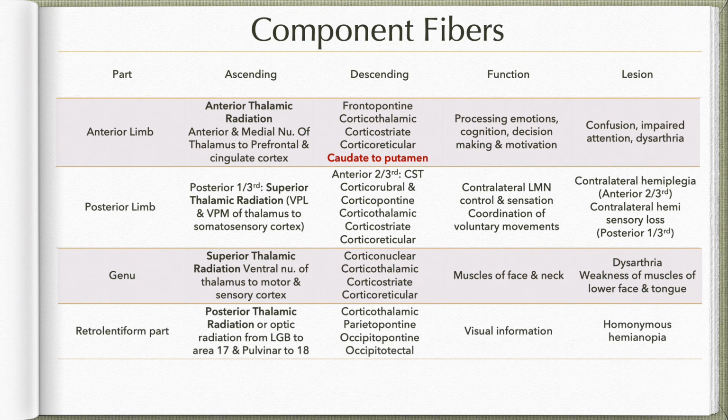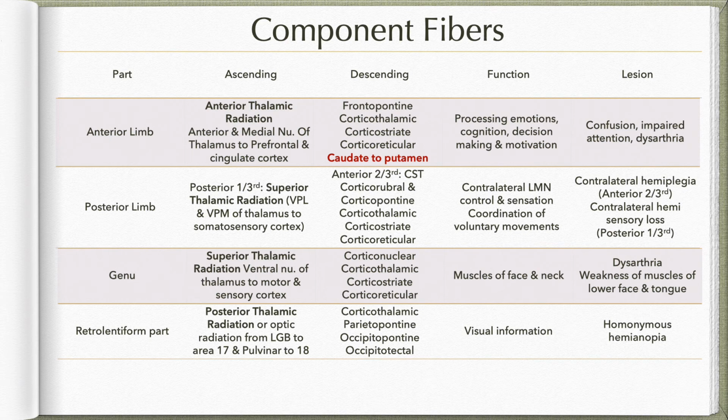Now coming to the retrolentiform part, it contains the posterior thalamic radiation fibers, otherwise known as optic radiation fibers. These are the fibers which are connecting the lateral geniculate body to the primary visual cortex or area 17. It also contains those fibers which start from pulvinar of the thalamus and reach area 18, which are involved in blind sight. Descending fibers include corticothalamic fibers as well as corticopontine fibers.